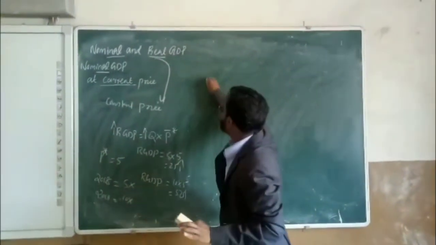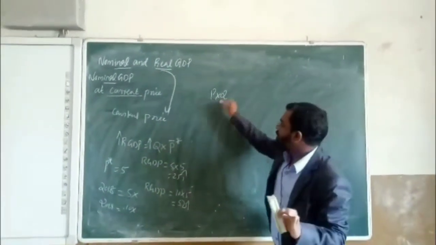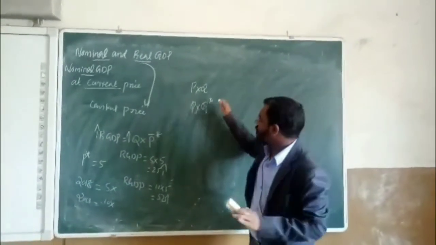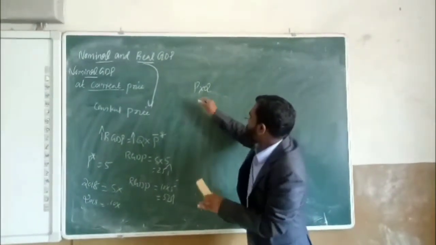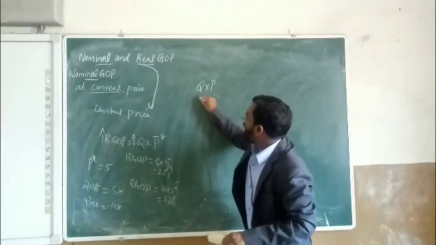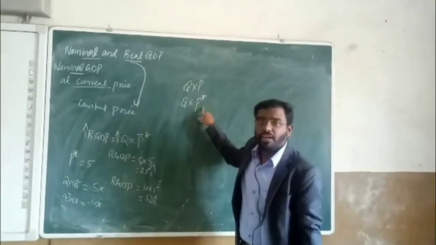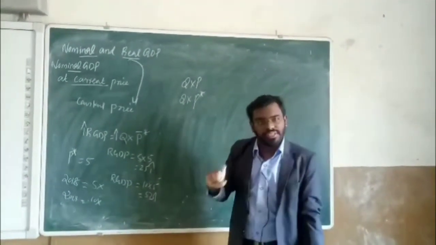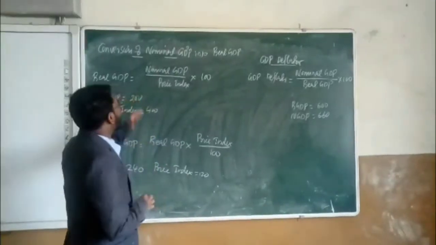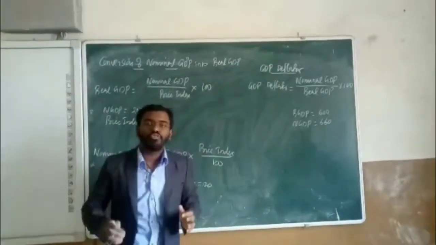Nominal GDP means P into Q, where P means price in the current year. Then real GDP is P star into Q. This is Q into P, and this one is Q into P star. P star is base year price and it will be constant. Understood? Okay, coming to our topic, it is conversion of nominal GDP into real GDP and conversion of real GDP into nominal GDP.